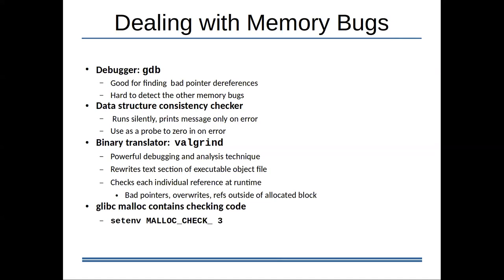So I guess not for this project, but in general, one thing that can be useful: libc malloc has some checking code, and you can enable that heap checker there. Again, here it is the opposite. You implement your own malloc, so you cannot. You have to implement your own heap checker. But in general, that can be useful.